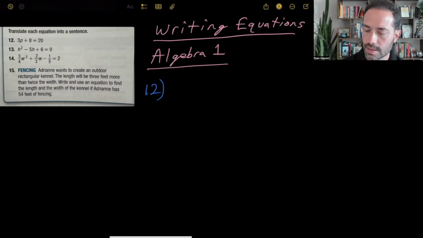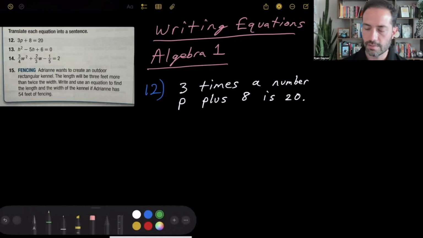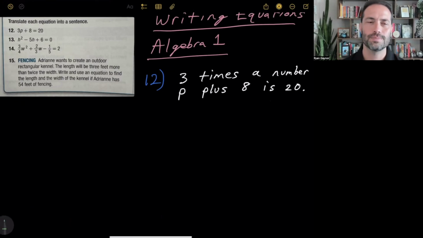So it goes like this: 3 times a number p, and then we have the number 8, so we can say plus 8, is 20. That means equals 20. So, 3 times a number p plus 8 is 20.